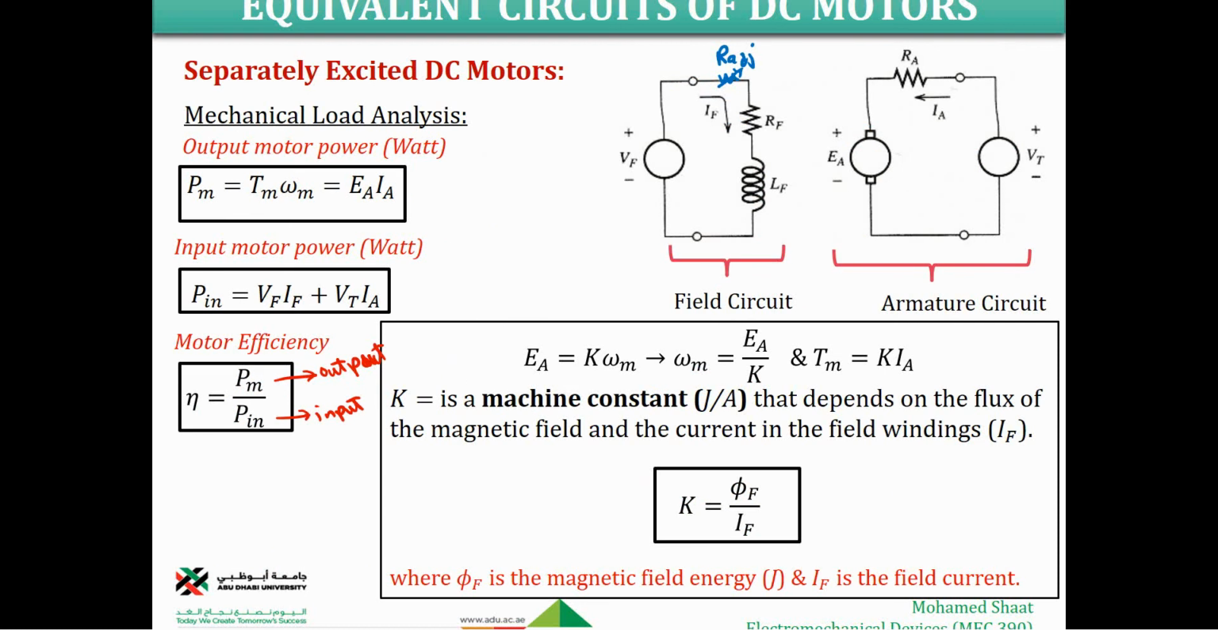Separately excited DC motor or separately excited DC generator, they have almost the same configuration, but the difference is just swapping the role of the input and the output, which is the input and which is the output. For a motor, the input is electrical energy, and the output is mechanical power. For the generator, you just swap the role. It means that the input is mechanical and the output is electrical energy.